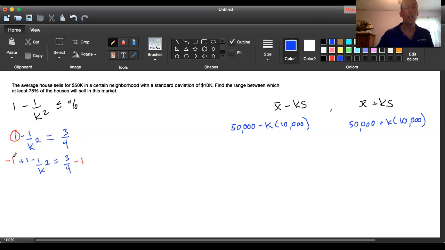If we proceed on the left, -1 plus 1 will just give us nothing. So we get -1 over k squared is going to equal 3/4 minus 1, which is -1/4. Just like that. And let's write that without a double negative. Equals -1/4. Now we're looking pretty good here.